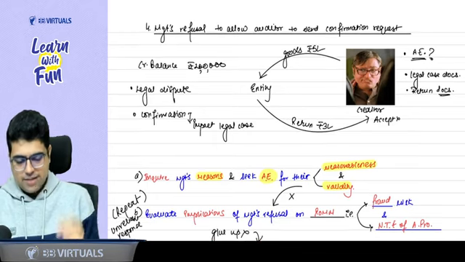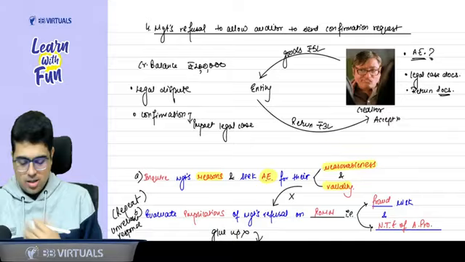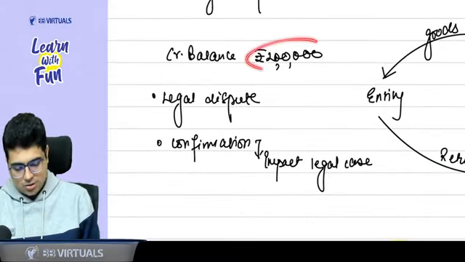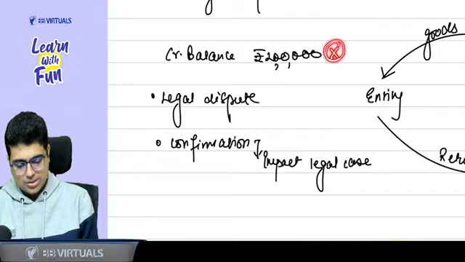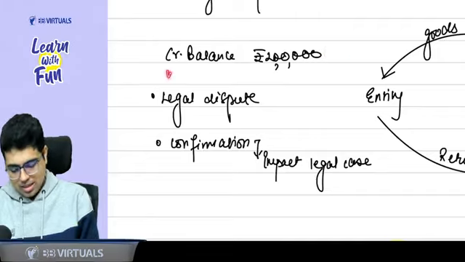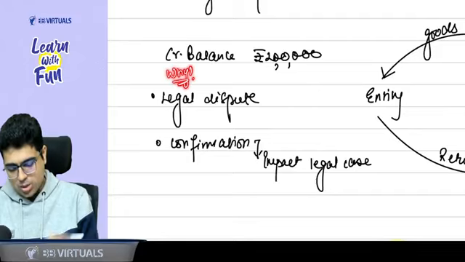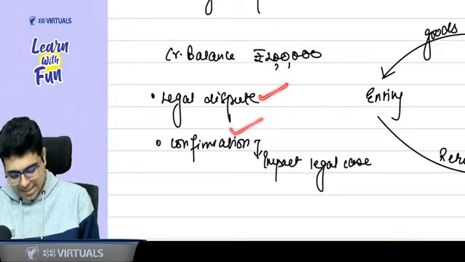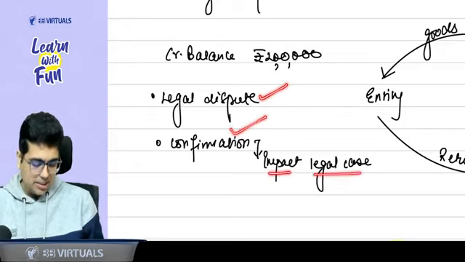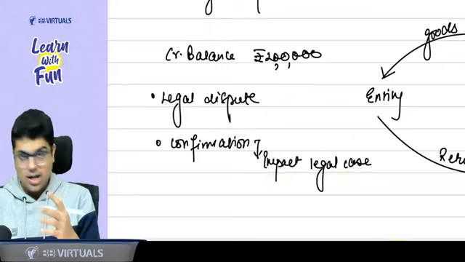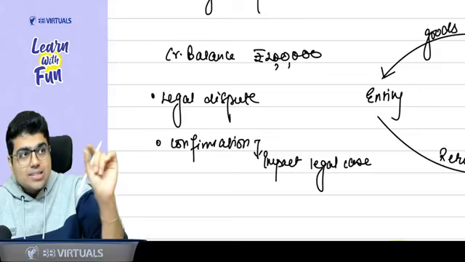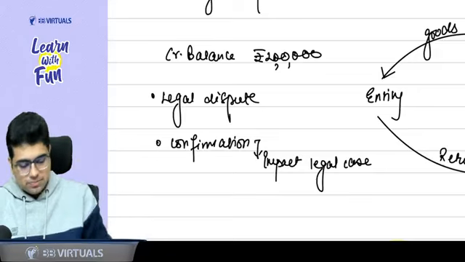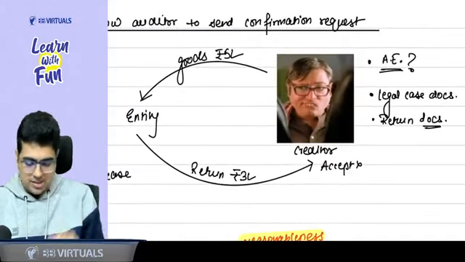Now, sir, I went to the management. There was a creditor's balance of 2 lakh rupees. Management said that we cannot allow you to send the confirmation request. I said, why? Why can't you allow me? They said there is a legal dispute. If you send the confirmation, it will impact our legal case. I asked them, what is the legal case all about? Tell me the reason.